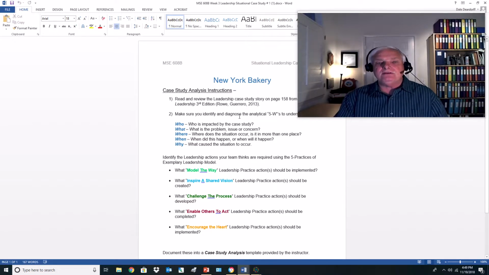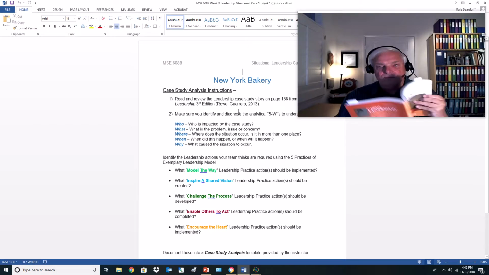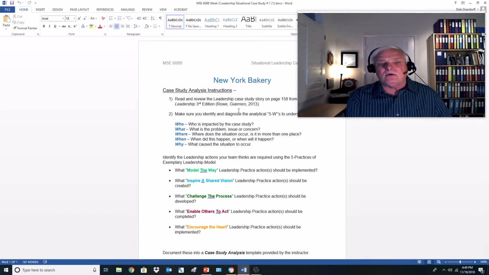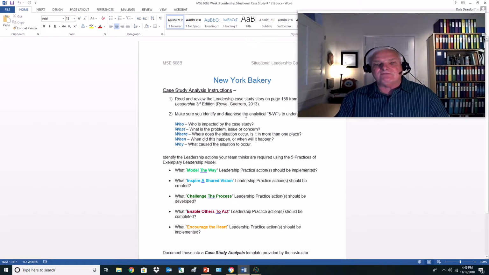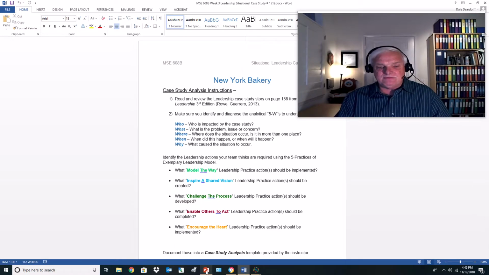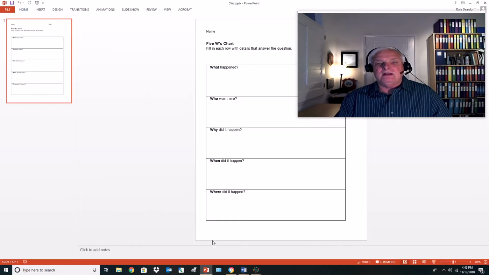Once you've read the case study and really understand it, I want you to fill out the 5 W's template that we've made available for you. That 5 W's template is for you to use as a structure or a framework. It's going to look just like this. This is where you would document what happened, who was there, why did it happen, when did it happen, and where did it happen.